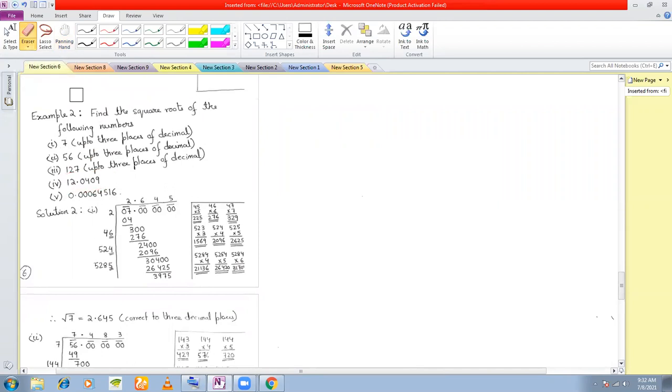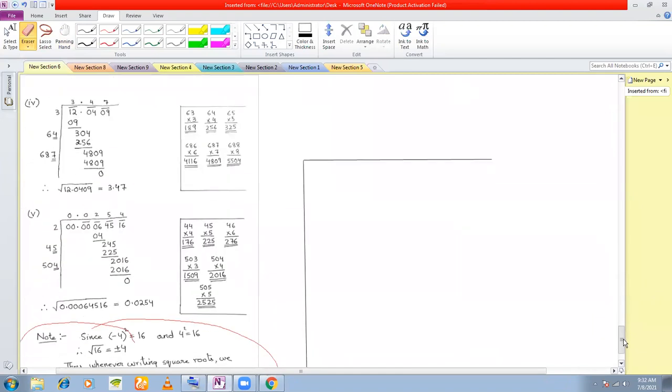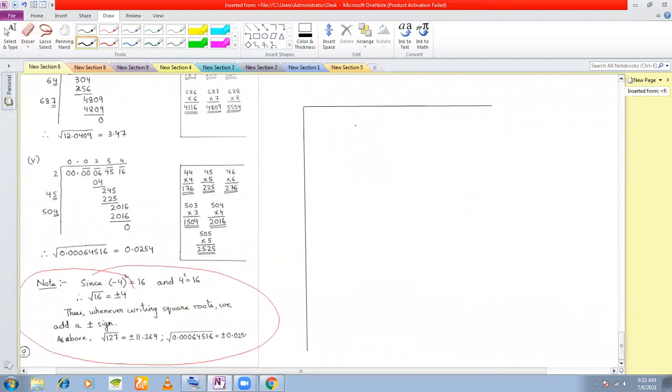If you see, this is 0.00064516. Let us try to find out the square root of this. So you have 0.000 and 3 zeros after the decimal, and then you have got 64516. You start pairing from the right. This is one pair, another pair, another pair, another pair. So 4 pairs you have got after the decimal.